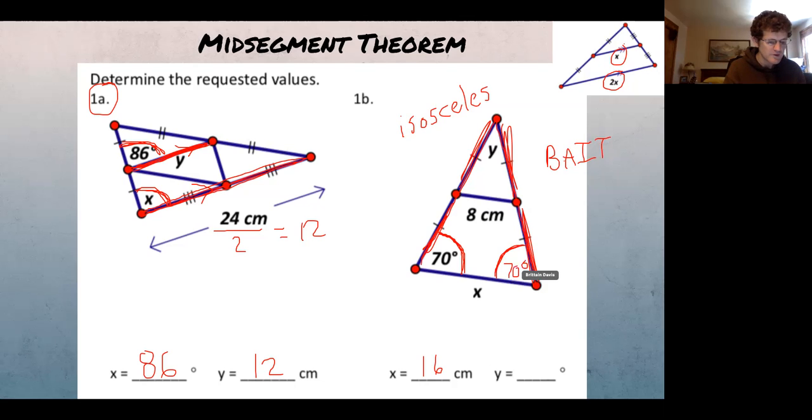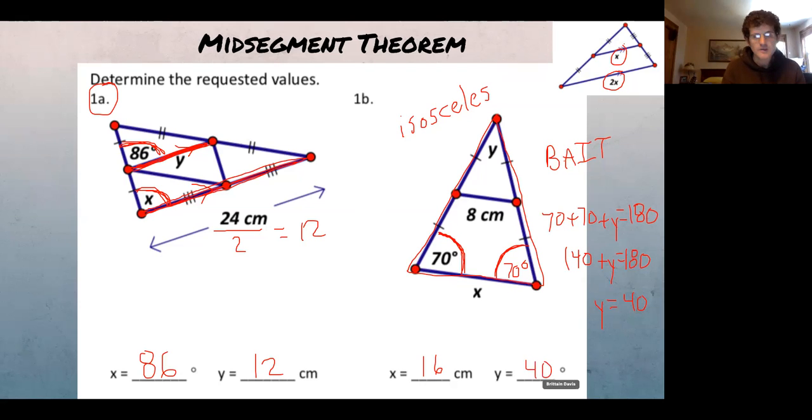So if these two are 70, now let's focus on this big triangle that we've got. The big triangle has 3 angles in it. They are 70 and 70 and our unknown angle y. So this is going to be 180. So 70 plus 70 is 140. And now I can just subtract 140 from both sides, and y will be 40.